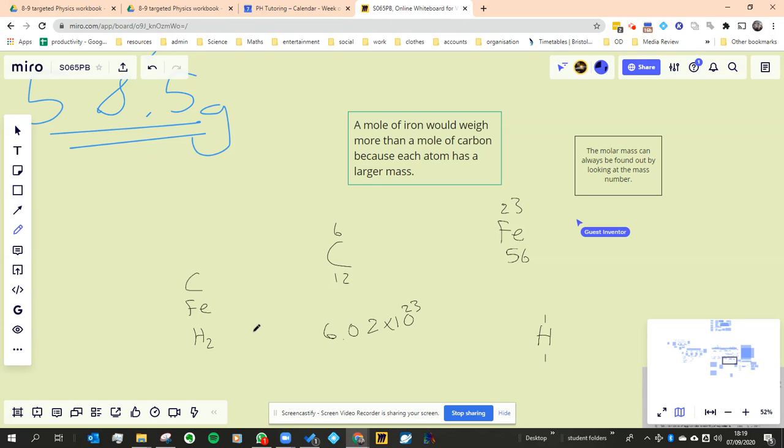So when I say 1 mole of carbon, I mean 6.02 times 10 to the 23 carbon atoms, because the formula of carbon is just C, and the same with iron, 6.02 times 10 to the 23 iron atoms. When I say 1 mole of hydrogen, I mean this lot of this. So 6.02 times 10 to the 23 hydrogen molecules, right? Because that's just how hydrogen exists. Okay? Does that make sense?